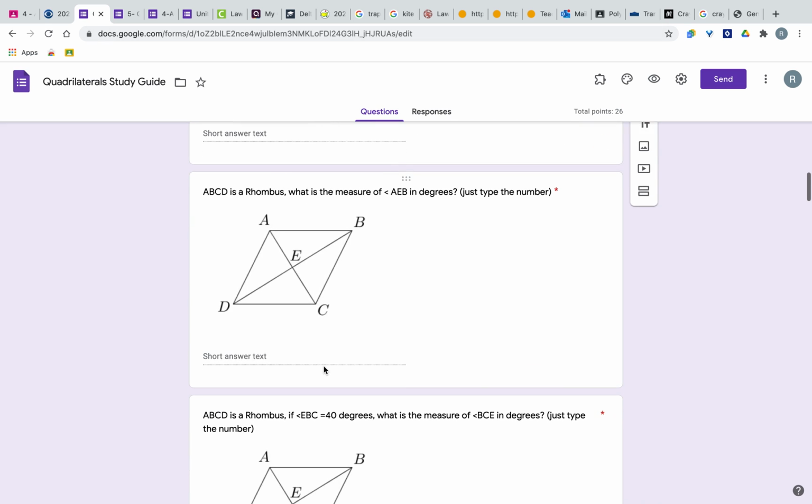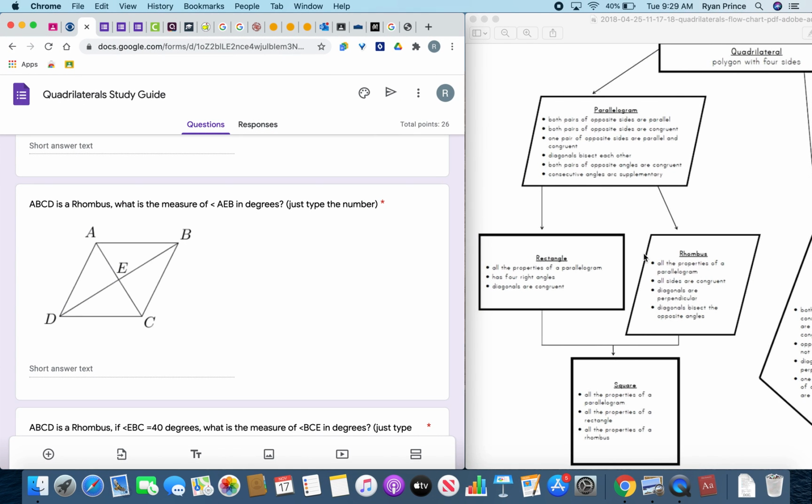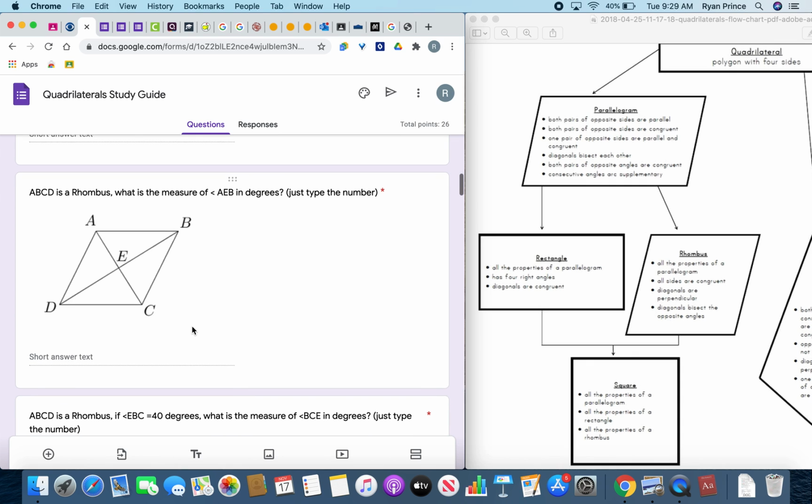Let's see. And that's all on your flow chart. I'm trying to think if I have the flow chart in the background somewhere. Okay, I do. I meant to have it up anyway. See, diagonals bisect the opposite angles. So it's right there under rhombus. You look at all your rhombus rules and stuff. I'll leave that up for the rest of this video.